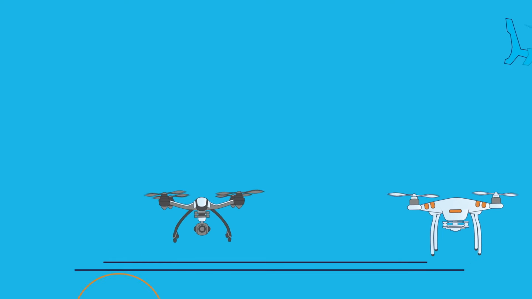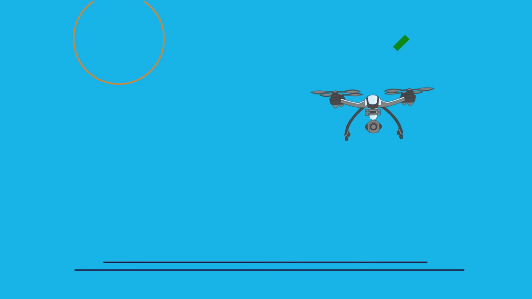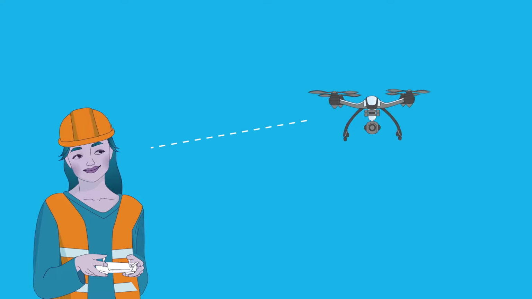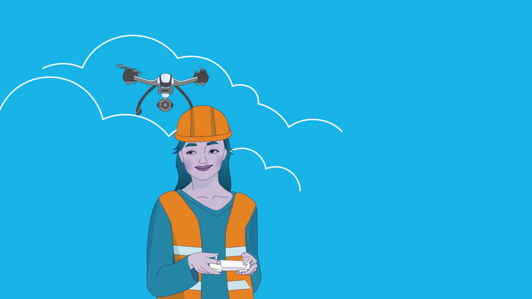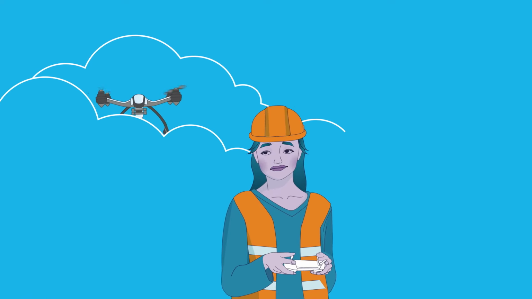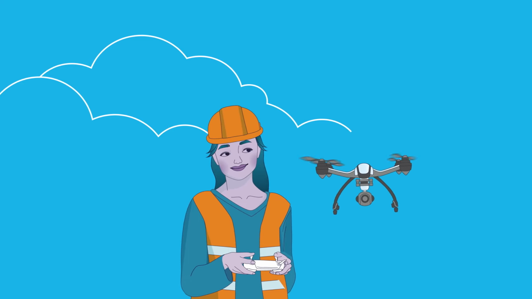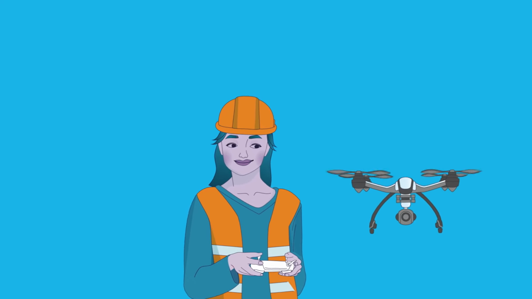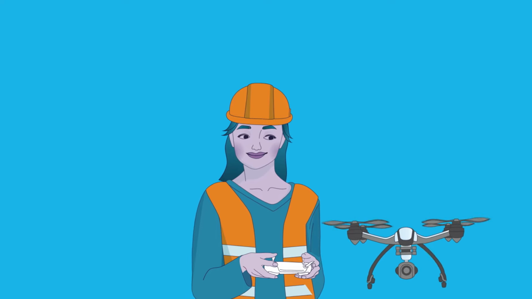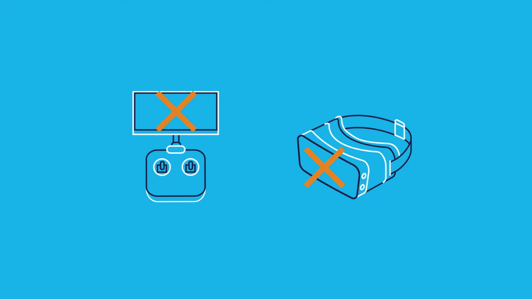You can only fly your RPA during daylight hours. You must keep it within your visual line of sight, and you mustn't fly in smoke, cloud, or fog. This means being able to navigate, orientate, and see the RPA with your own eyes at all times, not solely through a device like a video screen or using goggles.